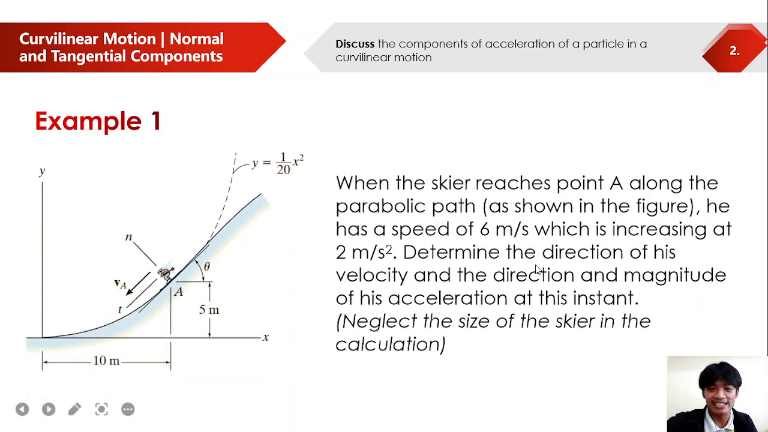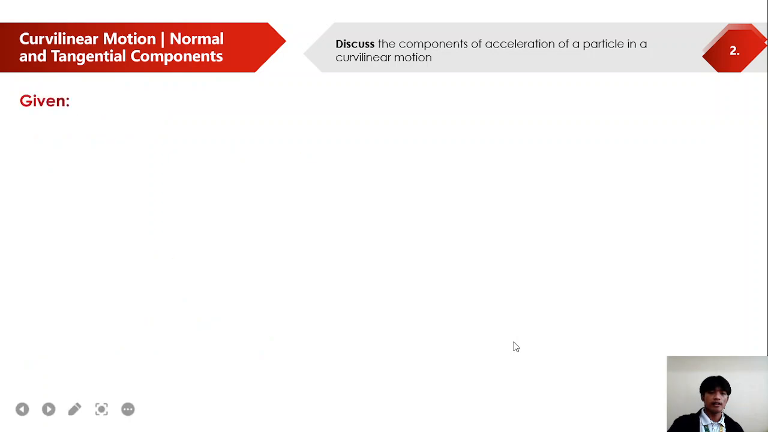So when the skier reaches point A along the parabolic path, as shown in the figure, he has a speed of 6 meters per second, which is increasing at 2 meters per second squared. Determine the direction of his velocity and the direction and the magnitude of his acceleration at this instant. So neglect the size of the skier in the calculation. So let's have our given.